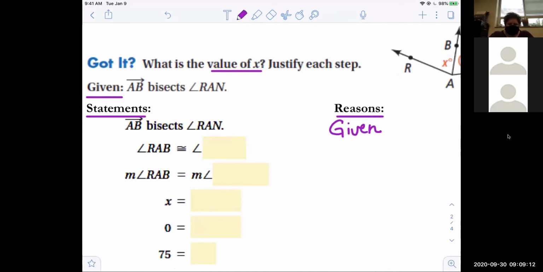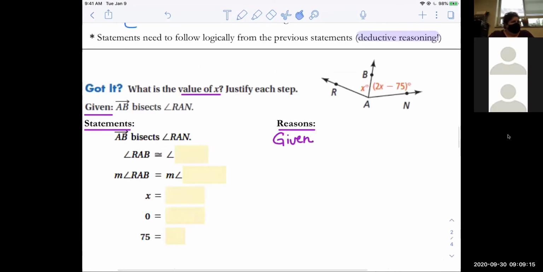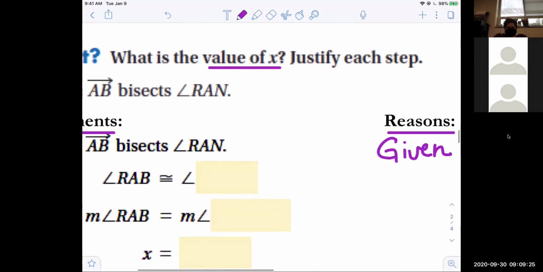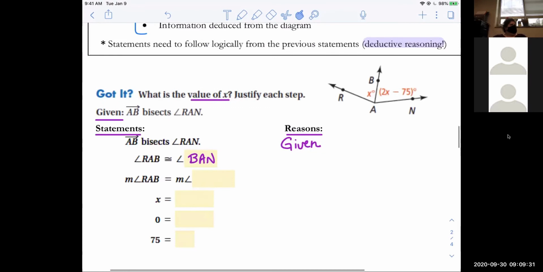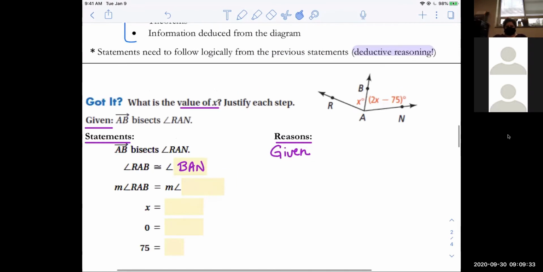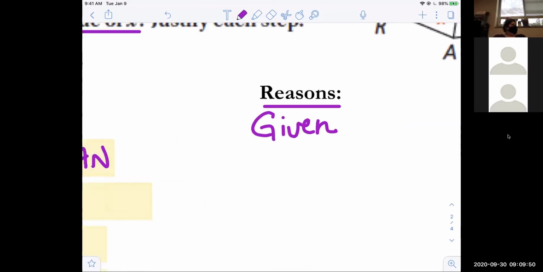Step 2, angle RAB is congruent to, what should that other side say? Angle RAB is congruent to angle BAN. What's the reason for that? How do we know that these two angles should be congruent? It's because it's a bisector, so what do I write?